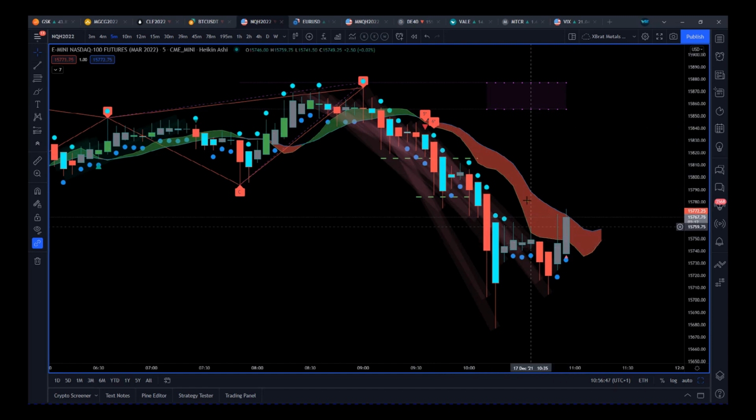Also, we have colored candles. So we have a red candle, which is a down candle, with volume higher than the previous candle. But also you'll see these dots above and below. So above, with the cyan, is higher than average volume. Below, with the blue, is lower than average volume.